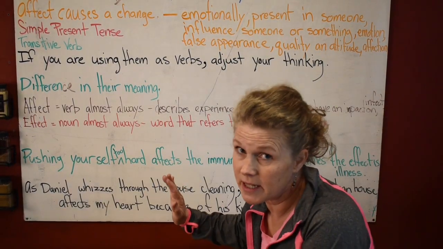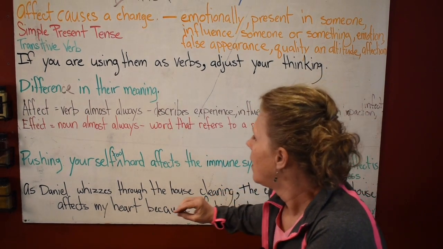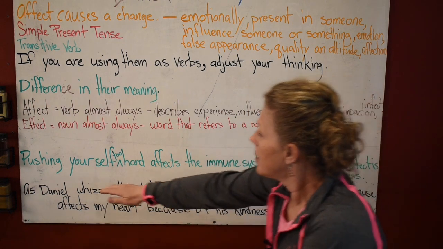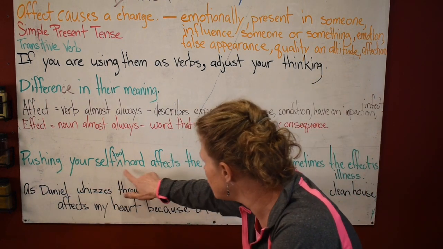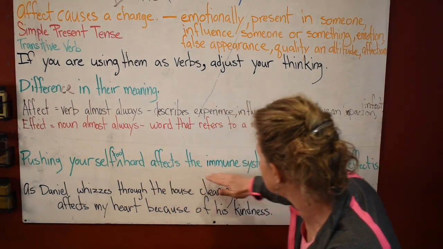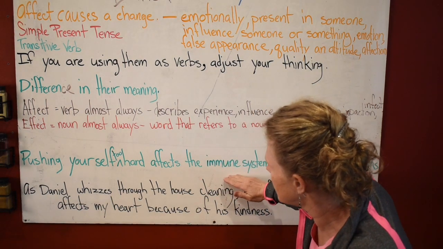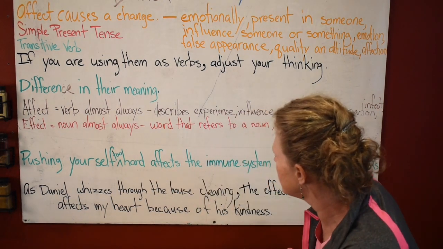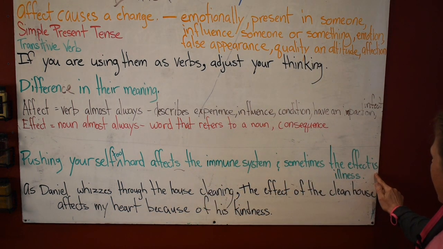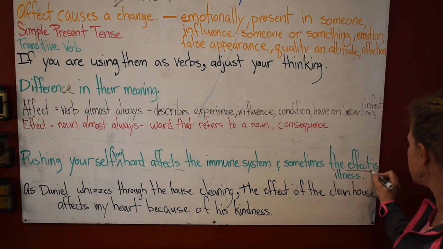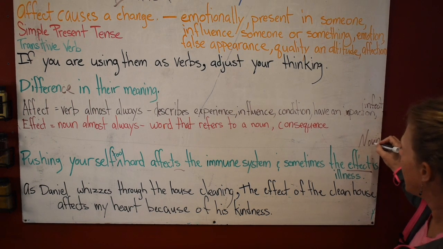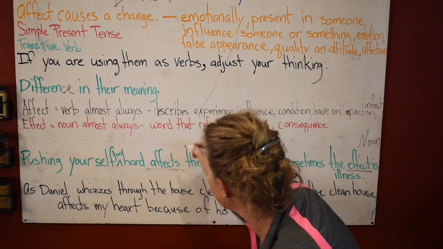So I actually wrote this sentence about Daniel because he pushes himself really physically hard. Pushing yourself too hard affects the immune system. See right here, affects the immune system. See how it's a verb, and we're using the S right there. And sometimes the effect is illness. See how now we have it as a noun. See how this is a noun, and this affects is a verb.